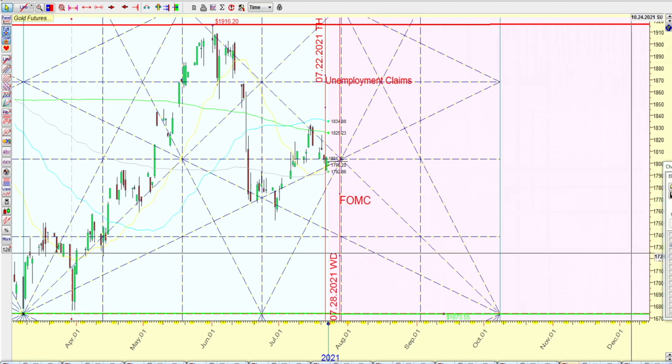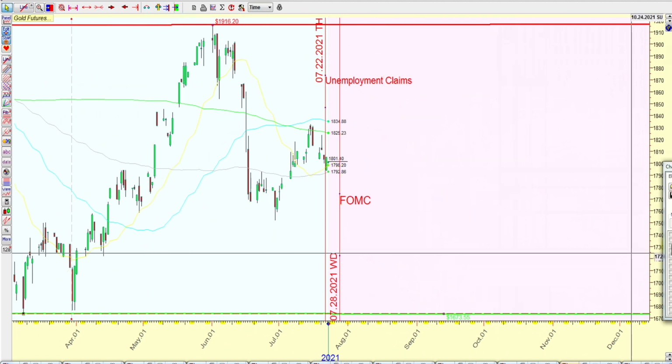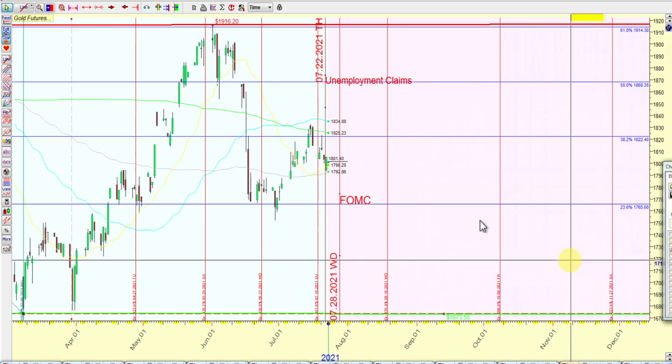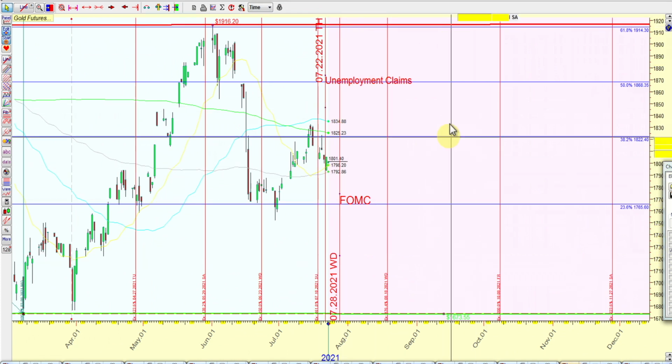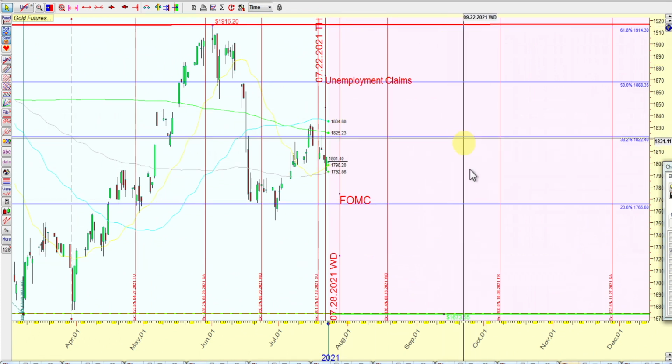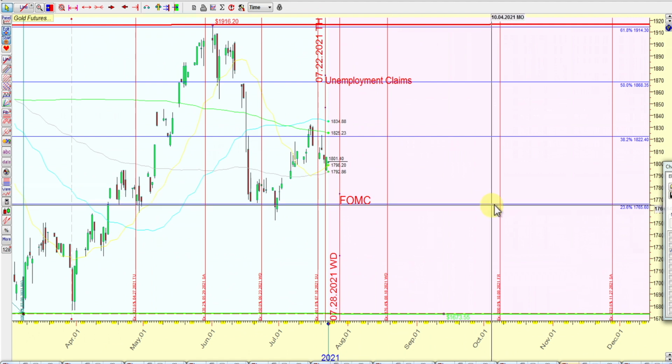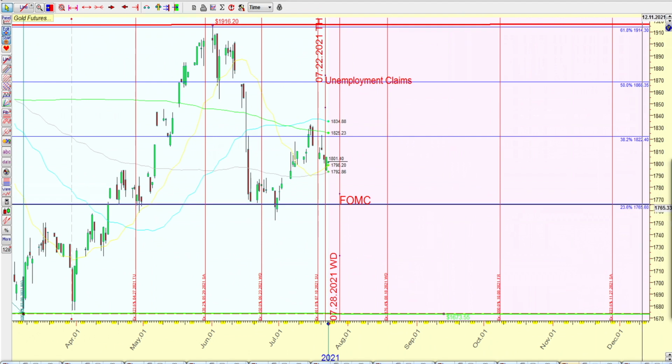That's the Gann square. Fibonacci levels, you can see that we failed at 38.2. If we go all the way down using fib levels, 23.6, 1765 could be a point of support.